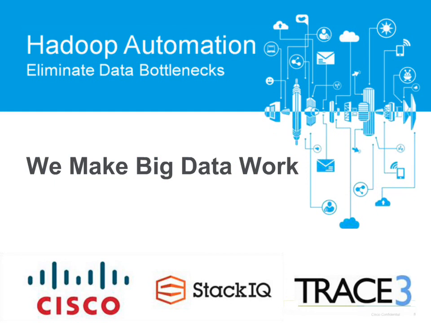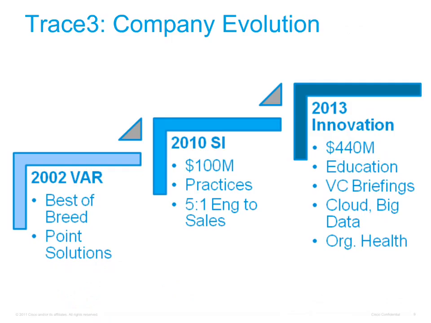Today we're here really to talk about Hadoop automation, but I wanted to give you an idea of who Trace3 is and what we've done in the community and how we can help you. Twelve years ago, we started as a VAR. We provided anything you wanted in your data center, whether it was storage or networking. We moved on based on our customers' wants and needs to really provide integration services, and so we built practices around our specific technology stacks that were most purchased and most used.